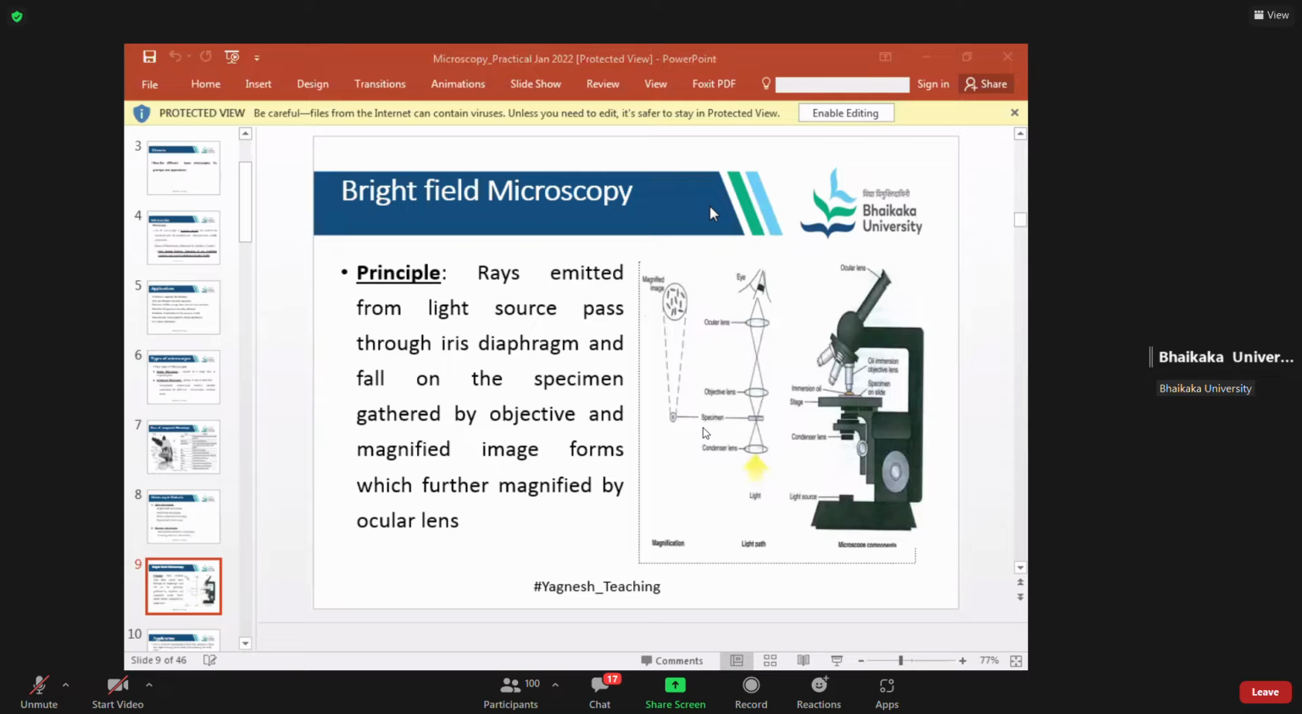So, what is the principle of bright field microscopy? All students know the principle of bright field microscopy: light is emitted from the light source, passes through the iris diaphragm, and falls on the specimen, is gathered by the objective, and a magnified image forms, which is further magnified by the ocular lenses. This is a simple definition or principle of bright field microscopy. So this is to be understood. These things we are not asking in the exams, remember.